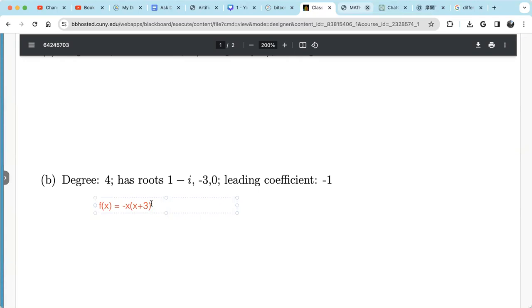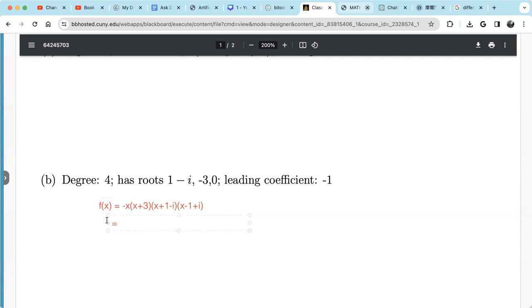So we have negative x, then times x plus 3. Then we have complex root of x. Let's put it right here. So x minus 1. Oh, let's do plus first. X plus 1 minus i. And x minus 1 minus i become plus i. But usually we don't want to leave i in the polynomial function. So what do we do? We need to simplify this.